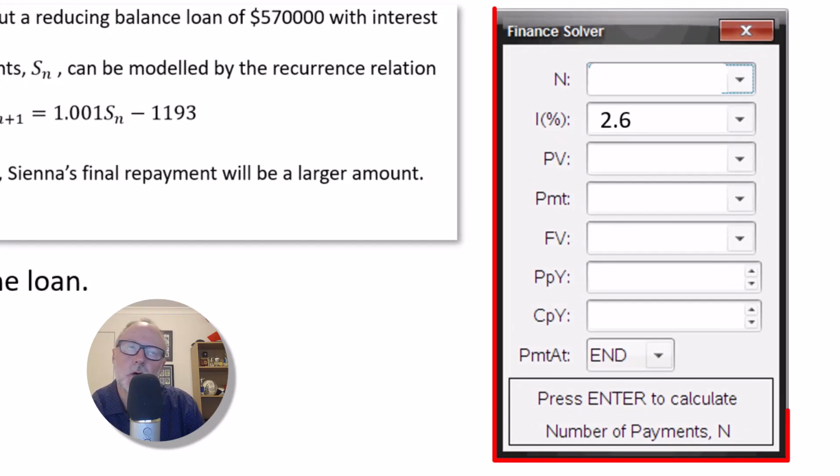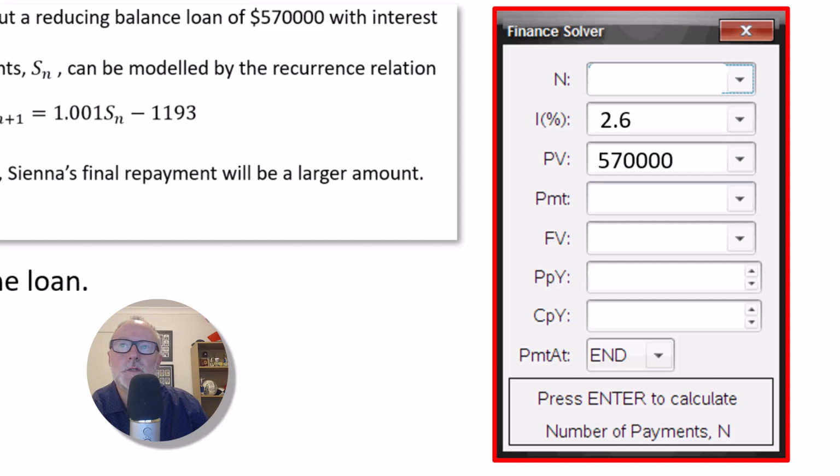So on the finance solver, I'm putting in the annual interest rate of 2.6 per annum. The loan is for a principal amount of $570,000, and it's positive because it's loaned to Sienna. It's positive cash flow. Payments being made by Sienna, $1,193, and that's negative because it's cash flow leaving Sienna to the bank.